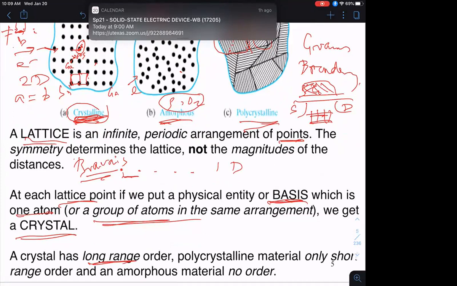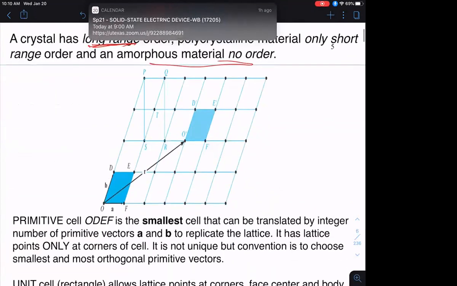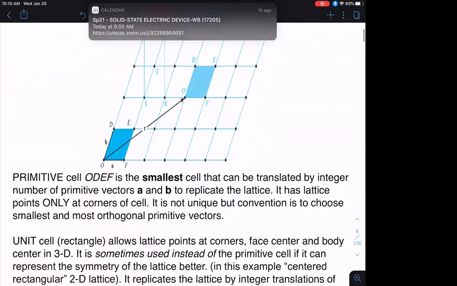So to summarize this slide, a crystal has long range order. A polycrystalline material has short range but no long range order, while an amorphous material has no long or short range order. All right, let's go back to the mathematical definition a little bit more and still stick with two-dimensional lattices. Now, we have a slightly different arrangement of the lattice points. It's not a square or a rectangle, but this now forms a rhombus, right?